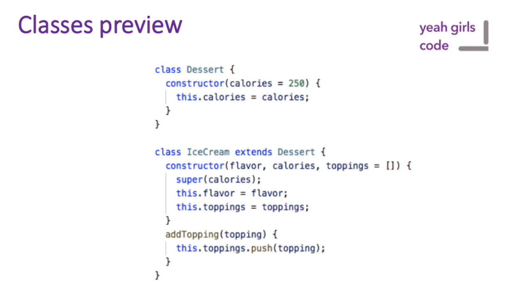It doesn't matter if it extends another class. super(calories) means that it inherits from the class Dessert. Super means that it inherits from the parent class, and you need to call it first before using this. Okay? And then addTopping, which is like another function that you're using inside.